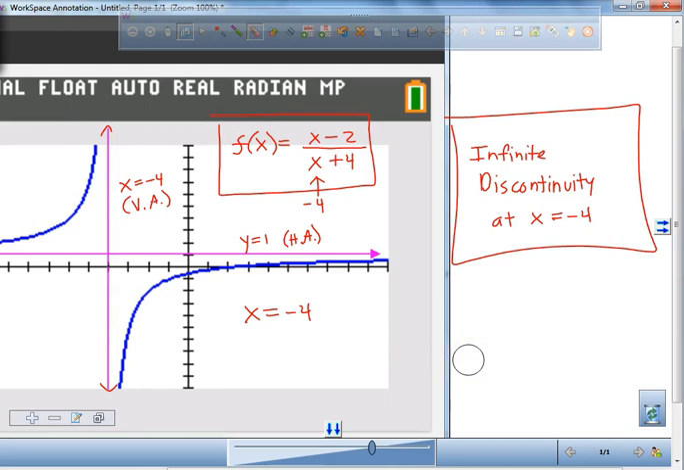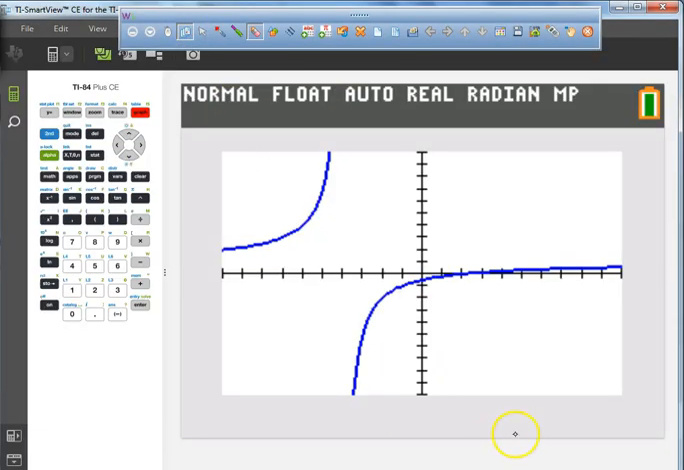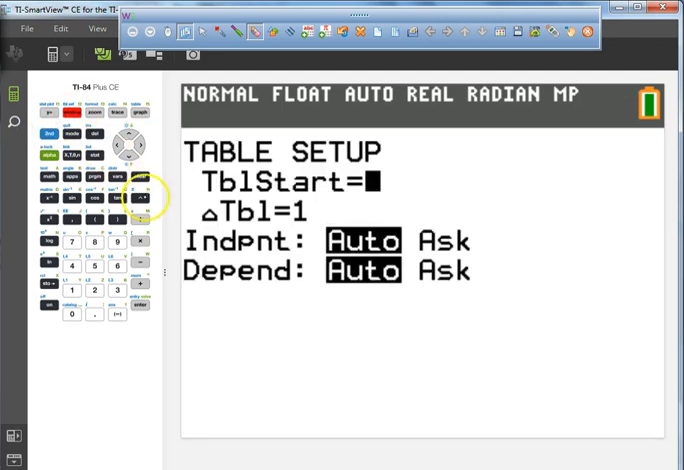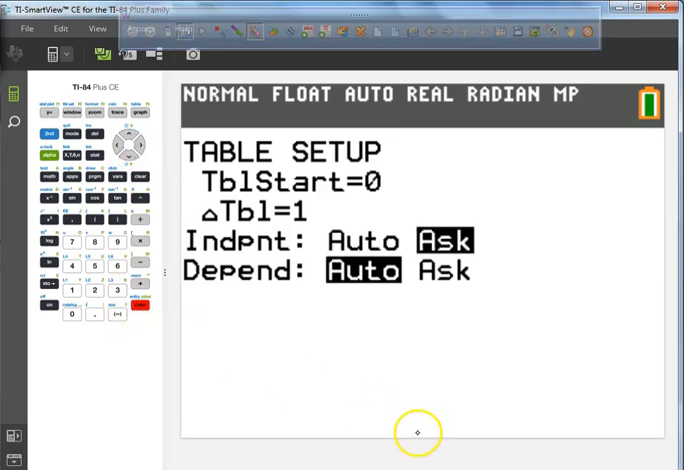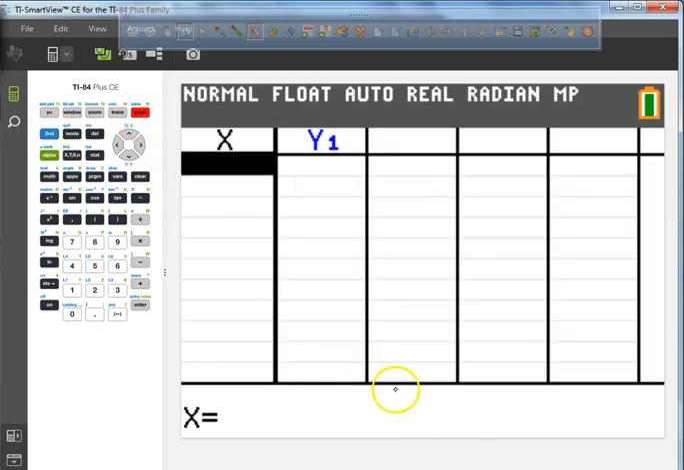Now, let me show you how you guys can find whether it's infinite discontinuity without looking at the graph. Go to your calculators, if you would, please. I want you guys to hit second window and change it to ask. And we're going to look at numbers really close to the number of negative 4. So after you go to ask, it's second graph, and we're going to ask our calculator what the value would be at a point on either side of negative 4.